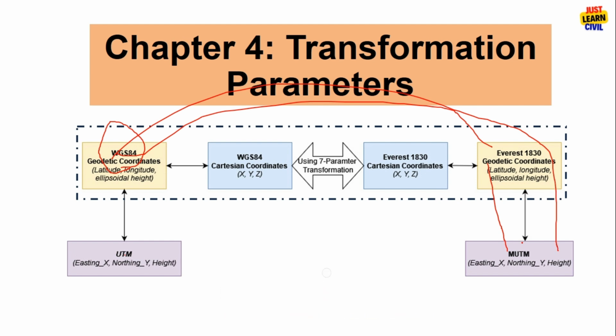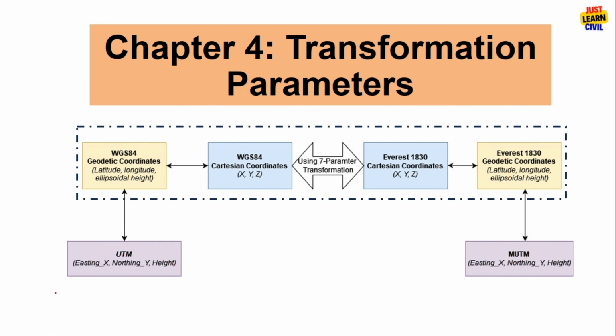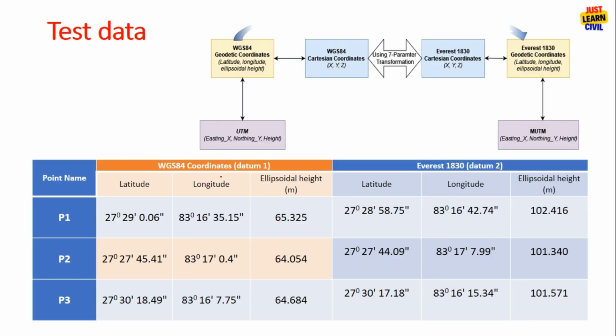If you have MUTM data, then MUTM data can be converted to Everest 1830 using the projection module, then Everest 1830 is converted to WGS 84, and then WGS 84 is projected to UTM. So always follow this flowchart line, so you cannot cross the flowchart line. In this way, you can use the transformation and projection module.